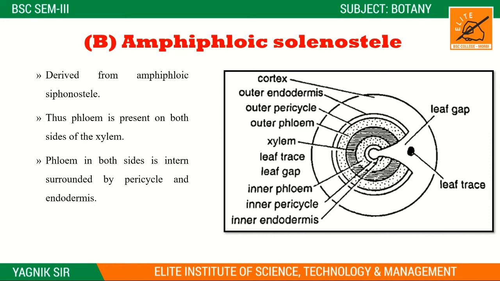So here phloem has two rings, inner side and outer side, but here leaf gap and leaf traces are present.